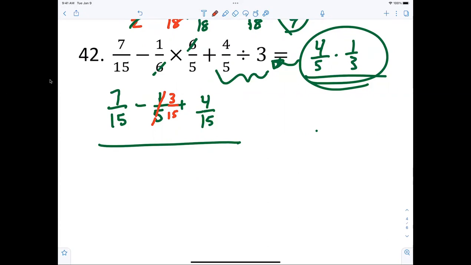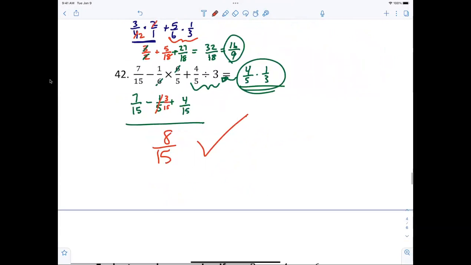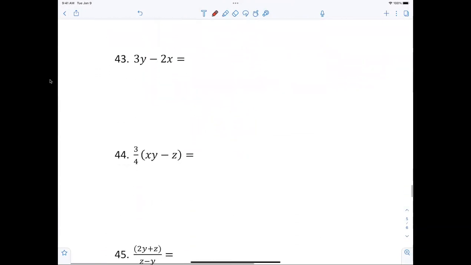Now, I have a common denominator. So what's the final answer? 8 over 15. If you got that right, give yourself a nice little check. Oh, yeah. Now, mysteriously, since I didn't go around the room, everyone got the right answer. Everyone. Isn't that nice? That's why I don't like to do this.